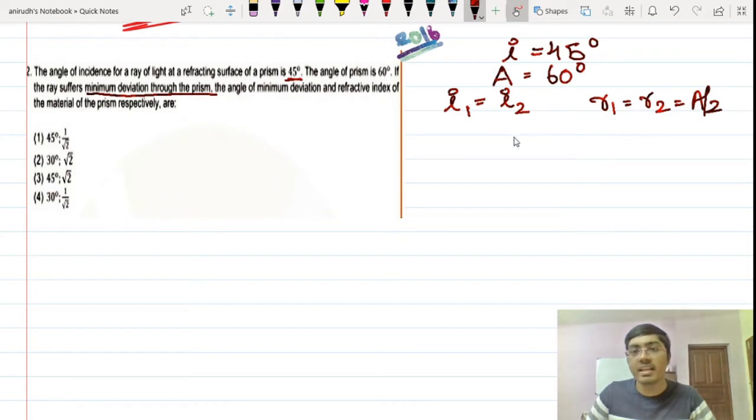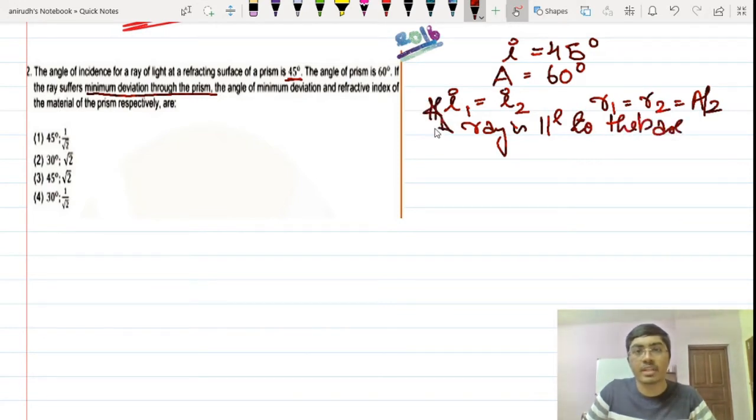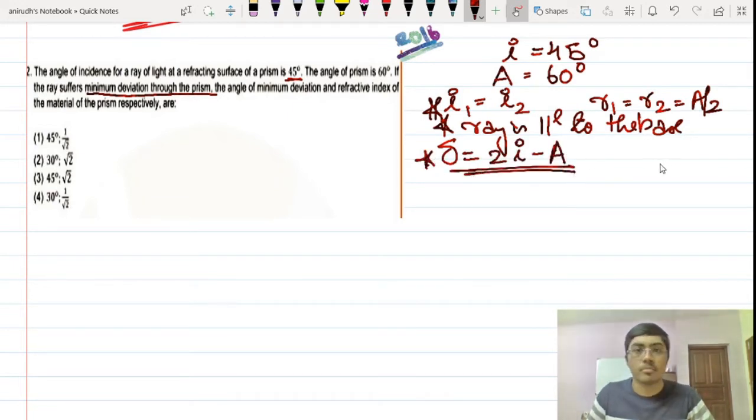So definitely the ray is parallel to the base of the prism. At least remember these 3 points over here. Now i1 plus i2 minus A is delta. So delta is equal to 2i minus A, since i1 is equal to i2. At least these many points you need to remember so far as the condition of minimum deviation is concerned. The angle of prism is also given.